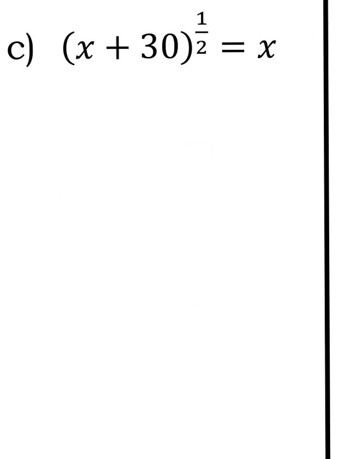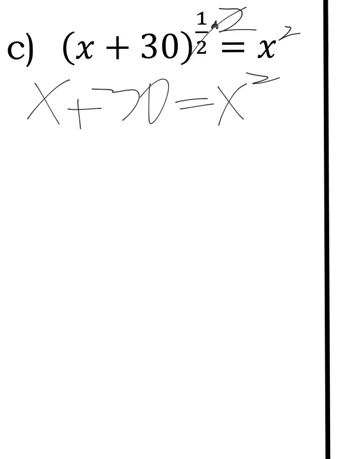For part C, the first thing you need to do is get rid of that power of 1/2. Remember, the power of 1/2 is the square root. So I'm going to square both sides. That makes sense because if I flip it, that makes 2/1, or just 2. So if I raise both sides to the power of 2, I'm left with x plus 30 equals x squared. If you see an x squared and x plus 30, it's starting to look like a trinomial. Get everything to one side.